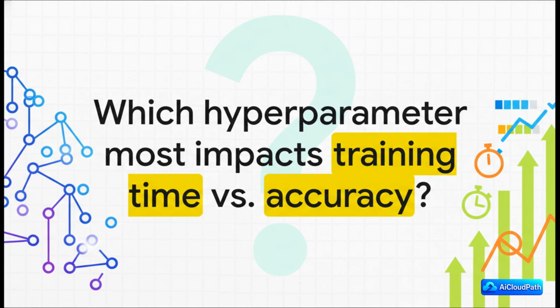And that's a wrap on parameters versus hyperparameters. So I'll leave you with a final thought to chew on. Now that you understand these different controls, which one do you think has the biggest impact on that constant battle between training time and model accuracy? It's one of the key questions every data scientist has to answer.